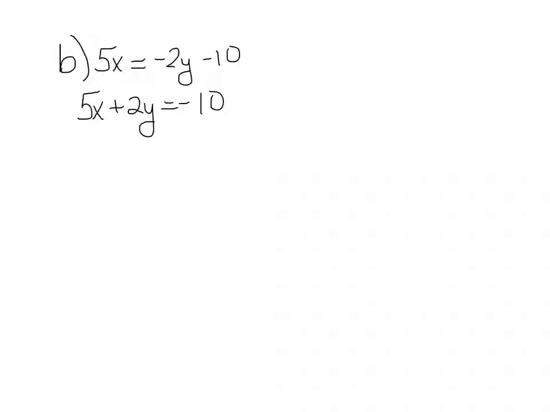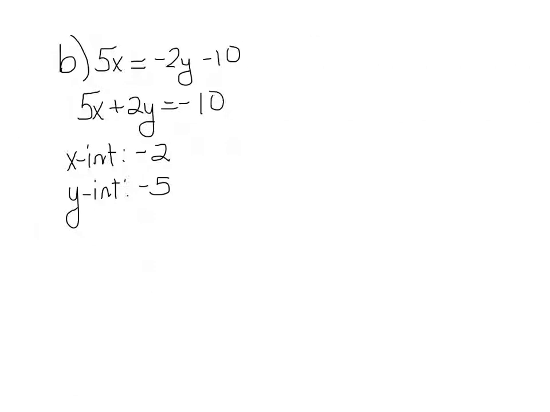Now if I graph this, we first find the intercepts. My x-intercept, now once again, if you wanted to show the work, you can. But your x-intercept would be 5x equals negative 10, because the y term we plugged in 0 for. That gives me an x-intercept of negative 2. And a y-intercept, if I get rid of the 5x, 2y equals negative 10. That gives me a y-intercept of negative 5.